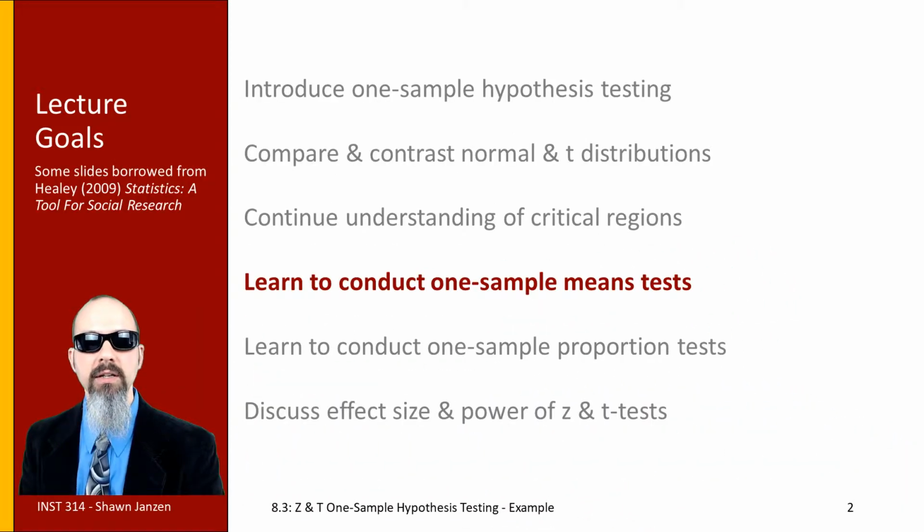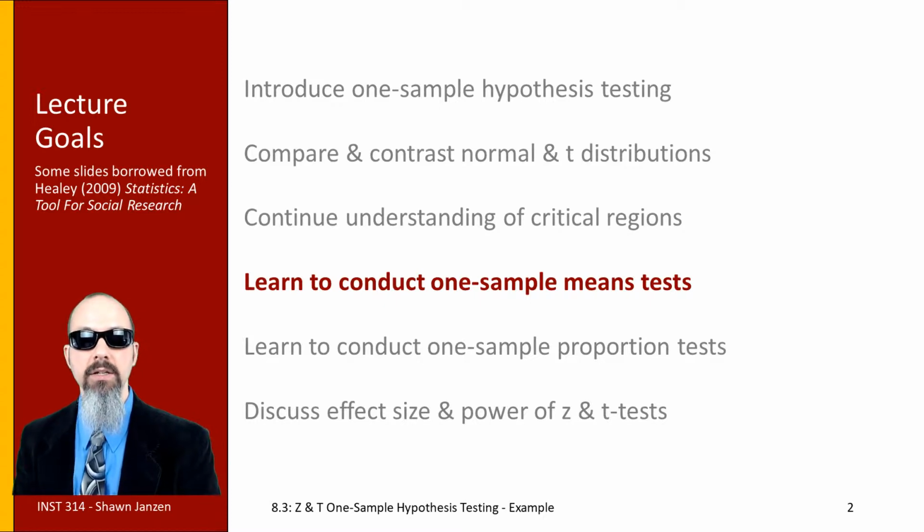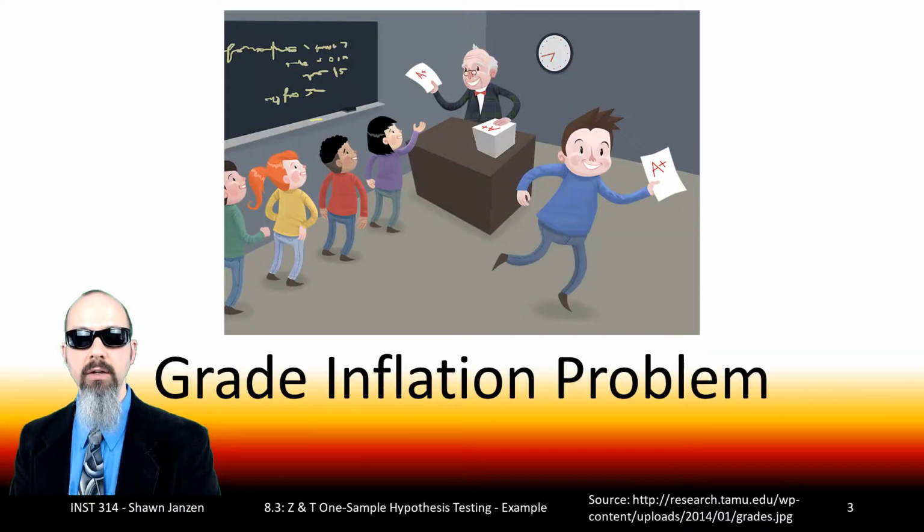Now we're going to go ahead and take our talk about the Z and T one-sample hypothesis testing, and we're going to apply it to a problem. We're going to show you how the formula works in a current example and do its interpretations. So let's go ahead and learn how to conduct a one-sample means test.